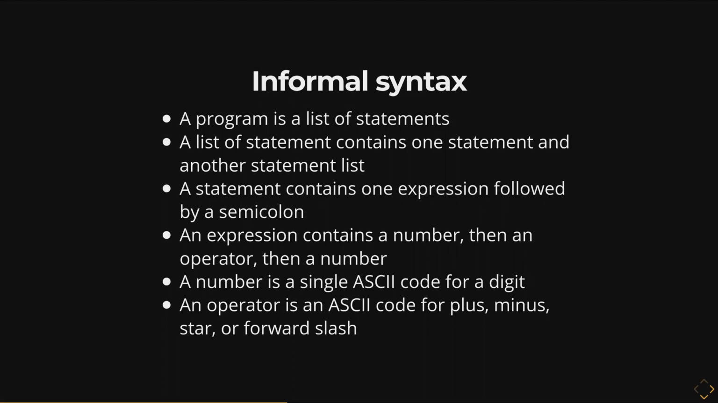Okay, so the informal syntax of this language: a program in our toy compiler language is a list of statements. What is a list of statements? A list of statements contains a single statement and then another list of statements. That's basically just a linked list. So what is a statement? A statement contains a single expression followed by a semicolon. What's an expression? An expression contains a number, then an operator, and then a number. What's a number? A number is a single ASCII code for a single digit, and an operator is also the ASCII code for plus, minus, star, or slash.